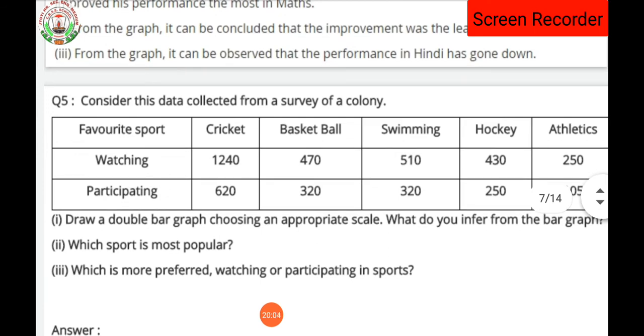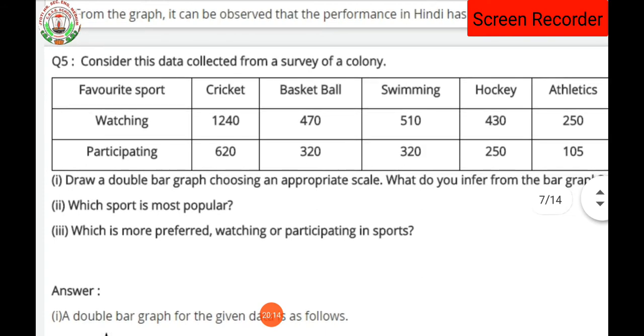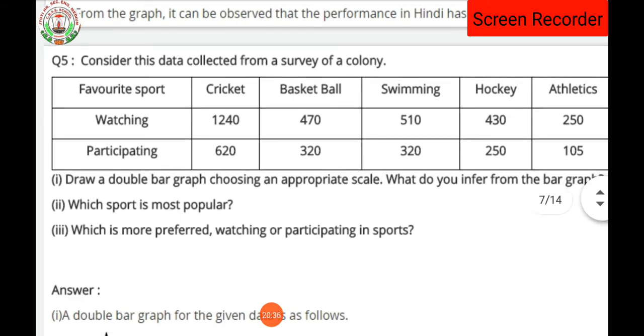Now again the next question we are having. Consider this data collected from a survey of a colony. So here a survey is collected in the colony. Favorite sports: cricket, basketball, swimming, hockey and athletics. While the number of people who are going to watch and participate, some are interested in watching, isn't it? Some are interested in participating. So the number of people who are going to watch cricket is 1240, while those participating are 620. Like that the data is being given.